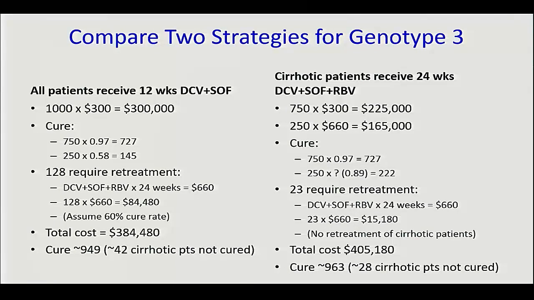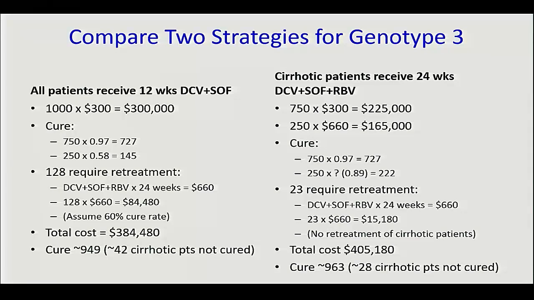If you look at the actual total cost of two different strategies, one where everybody just gets 12 weeks versus another where cirrhotic patients actually get that longer course of treatment with ribavirin, the total costs are actually not that much more, probably, and you probably would cure more cirrhotic patients, which are the ones that you most urgently want to cure, if you did that two-fold strategy where the cirrhotic patients got longer treatment. But that's also more complexity.